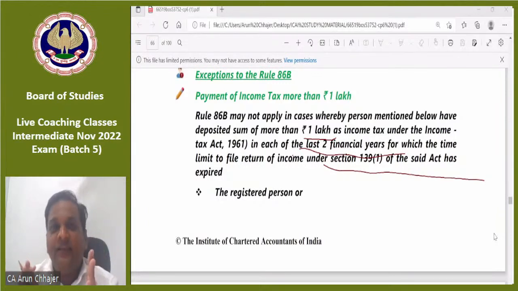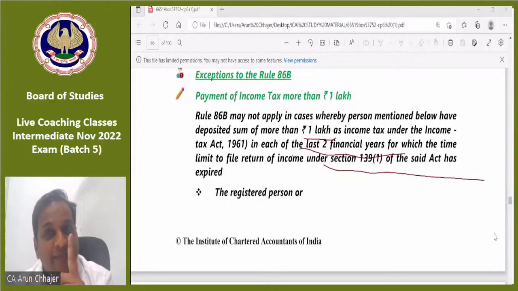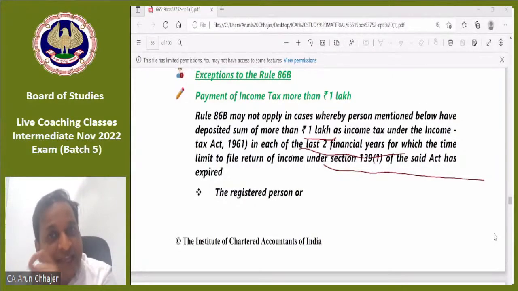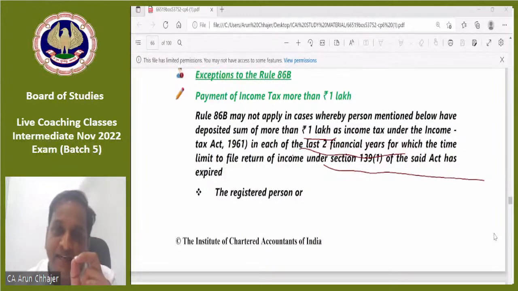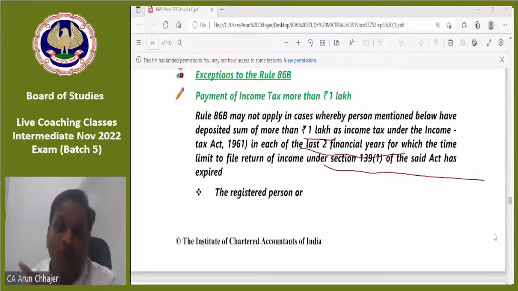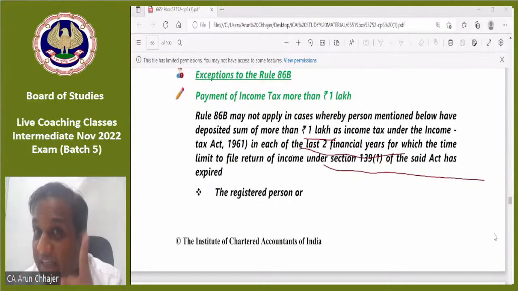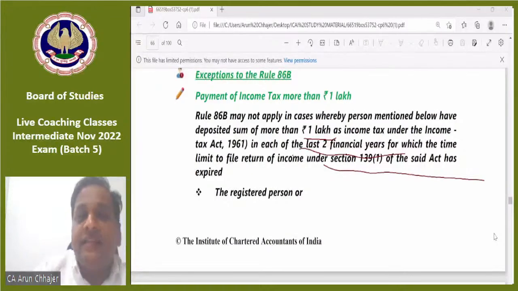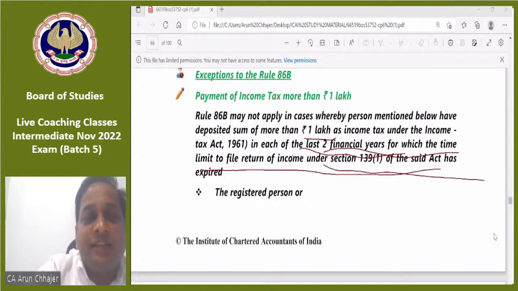What is Rule 86B? If the value of your taxable supplies exceeds 50 lakh in any tax period, in any month, then he has to pay 1% of the tax liability in cash. He can utilize only 99%. What is the exception? If the Karta, director, partner, etc. has paid more than 1 lakh income tax in the last 2 financial years. Which financial year will not be counted? They are saying, the year for which the time limit to file the return has not expired.